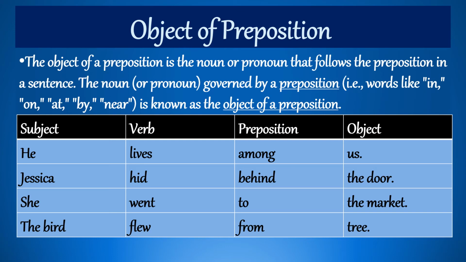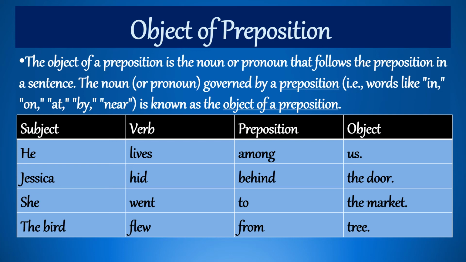Here I am giving you some examples in the table. He lives among us. Jessica hid behind the door. She went to the market. The bird flew from tree.